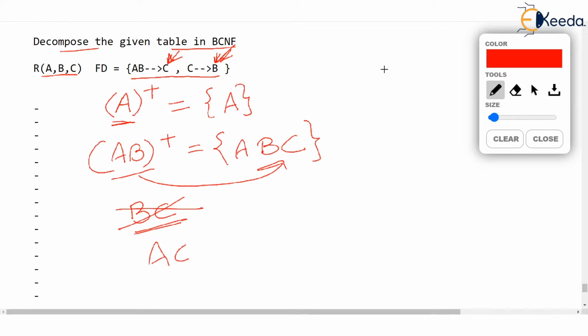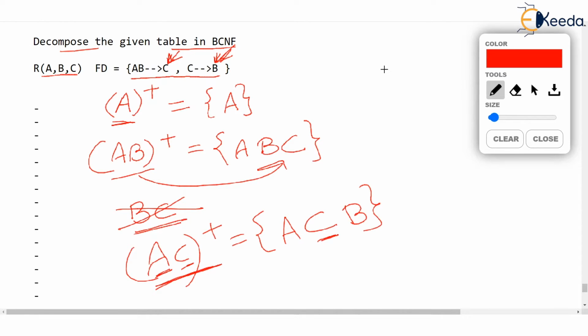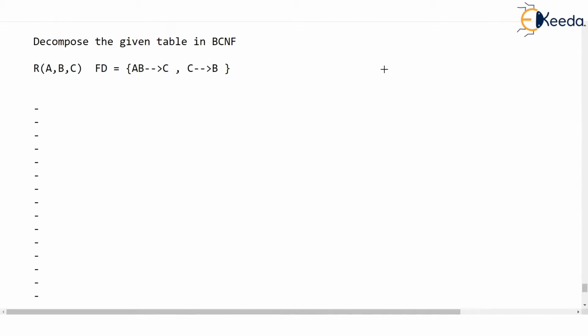What about AC? Can it be a candidate key? Yes, it might be because it contains A and we have added C to it. If you find AC closure, this is going to contain A, then C, and C will bring in B. So even AC is a candidate key. So there are two candidate keys here, AB and AC, and there cannot be any other candidate key because A must be part of the candidate key. AC closure contains AC, and C determines B is given, so C will bring in B. So this AC can also determine all the attributes. So AB and AC are the candidate keys.